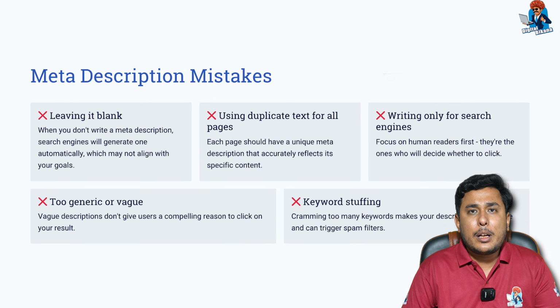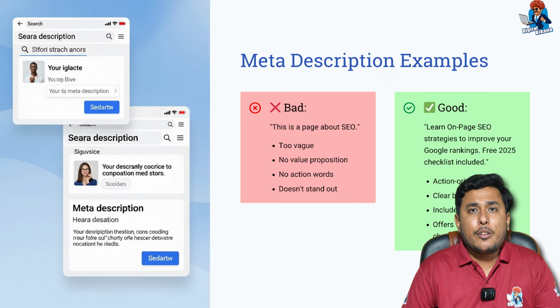Let's take a quick look at what not to do. These common mistakes can hurt your SEO and user engagement. Here is a comparison of a bad and a good meta description. Notice how the optimized version includes a keyword, clear value, and a compelling reason to click.